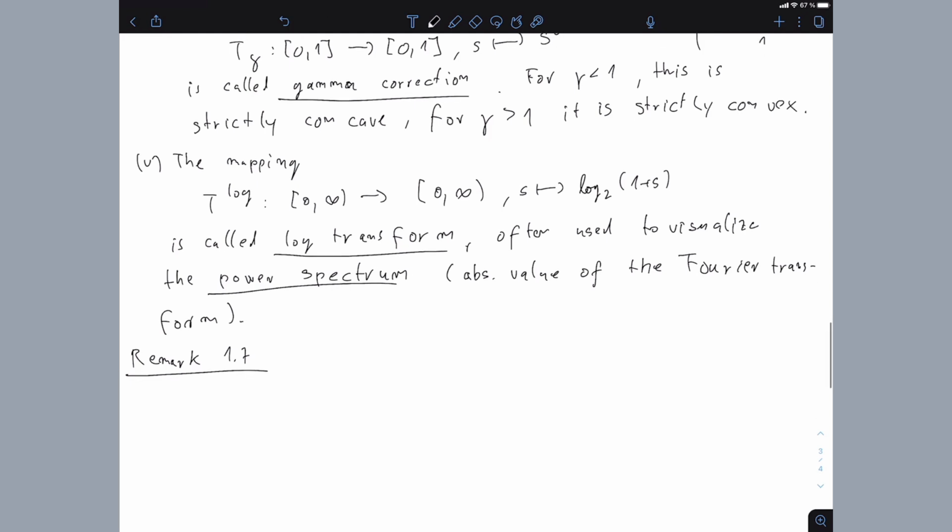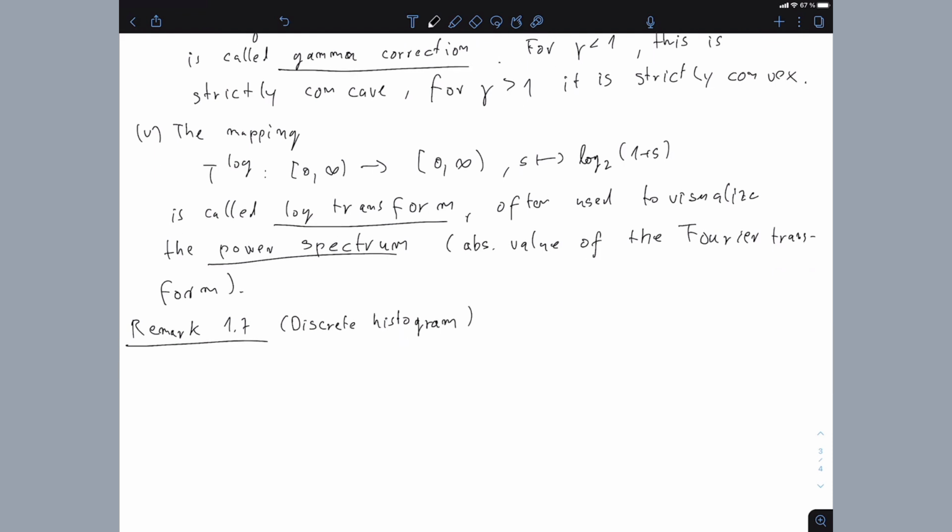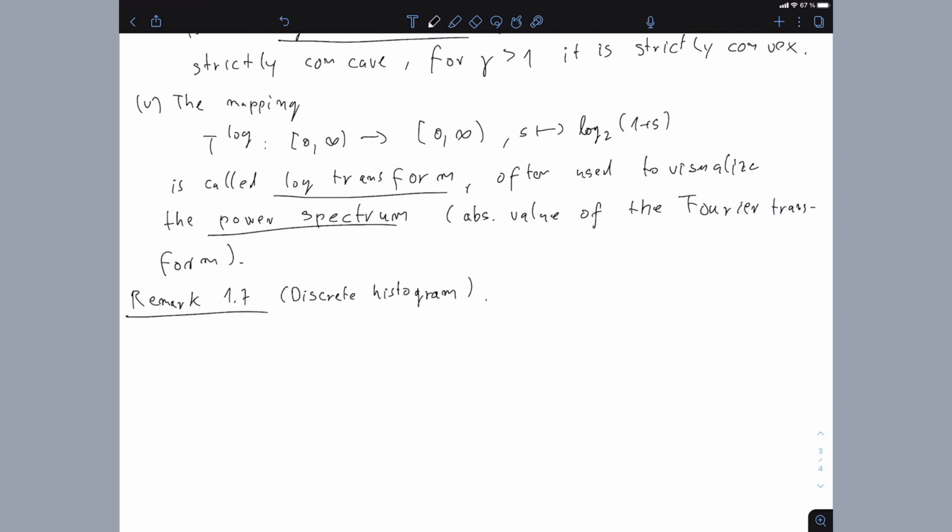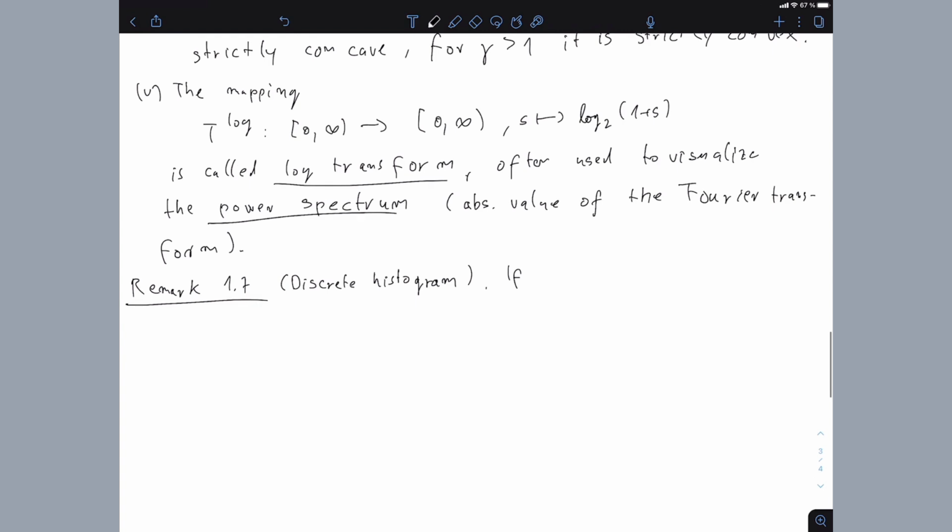First, I would like to introduce the discrete histogram. Essentially, the discrete histogram is very simple. It just counts how often each gray value appears. But I'd like to formalize this definition, since this will also be helpful to extend the definition of the histogram to continuous images, where you can't just count, because you may have infinitely many times where a certain value is attained.